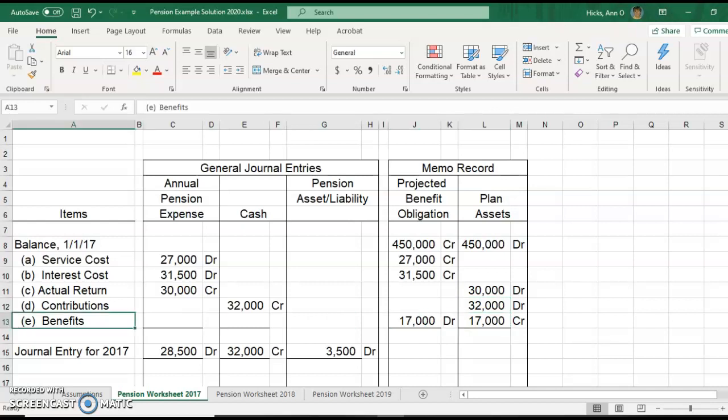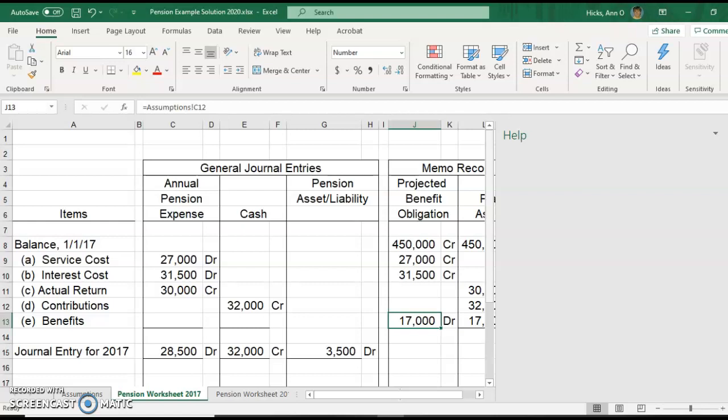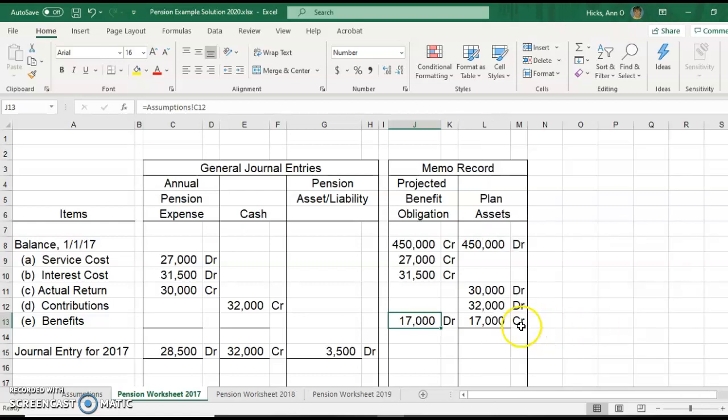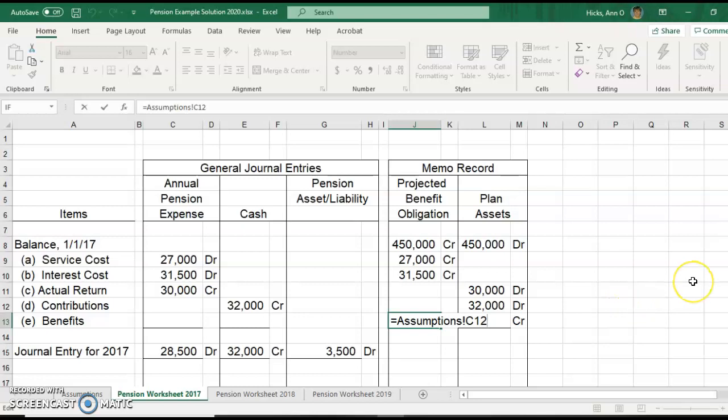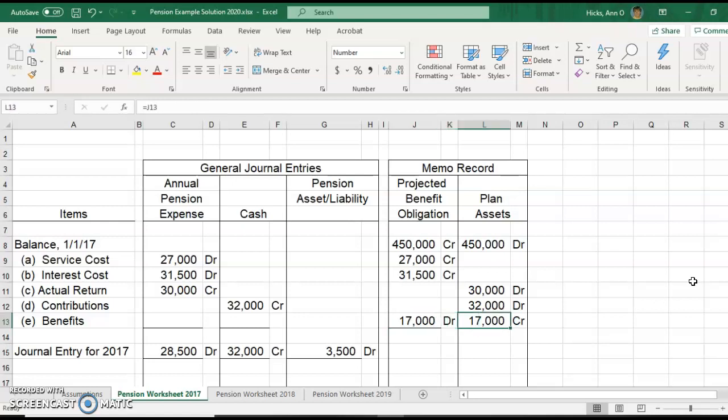And then lastly, we have a line item for benefits. Our benefits don't affect us. The payment of benefits doesn't affect our general ledger at all, notice. The payment of benefits is purely on the books of the plan. It's a debit to the liability, and this number comes from the assumption page. It was given to us. It's reducing the liability because we're meeting part of our obligation, and it's reducing the plan assets because we actually took cash and paid it to our beneficiaries.